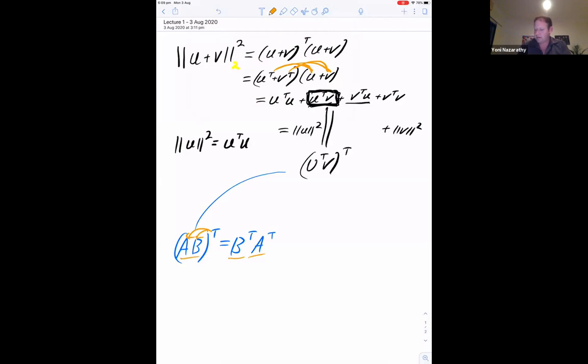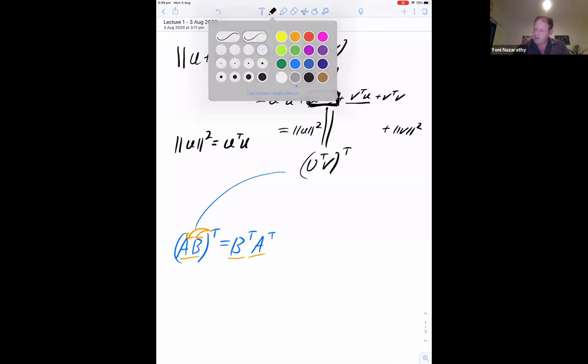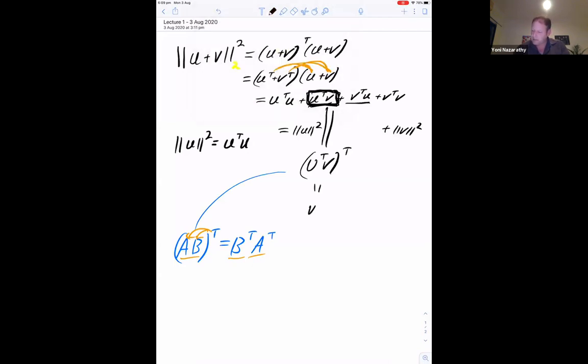This is a matrix product: (AB) transposed is B transposed and A transposed. We had this in the first semester, and we review it, and it's in the books. Then that equals V transposed, U transposed, transposed. What's U transposed, transposed? It's U. Transposed undid itself. So that just equals V transposed U.